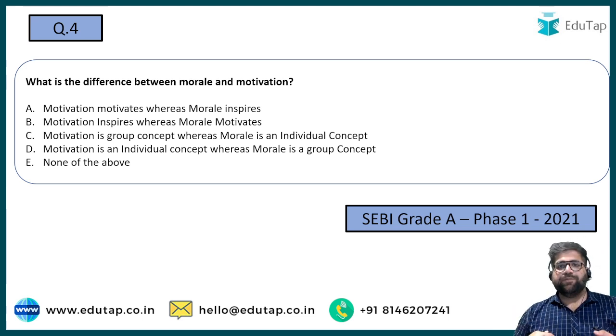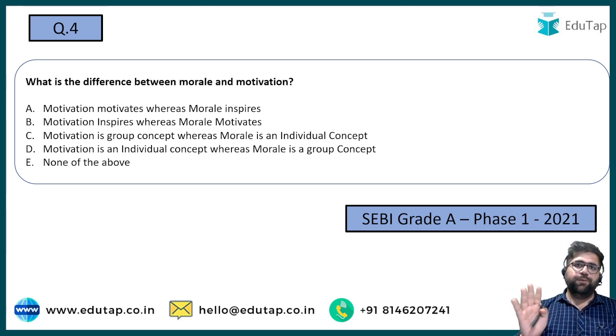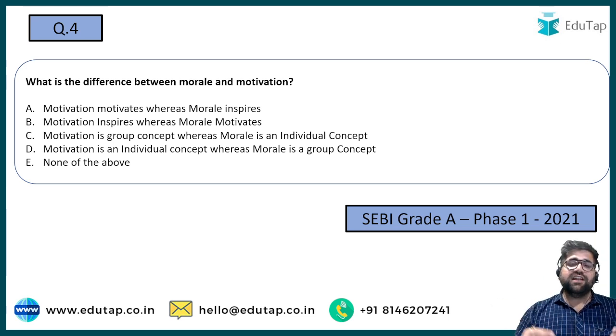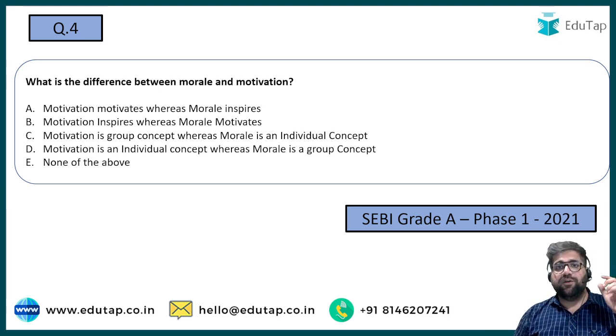Today I can say that my team has a very high morale. I hope you are able to understand what I am saying. My team has a very high morale. I cannot say that my team has a very high motivation. Why? Because morale is used for a group of persons. Motivation is used for an individual person.